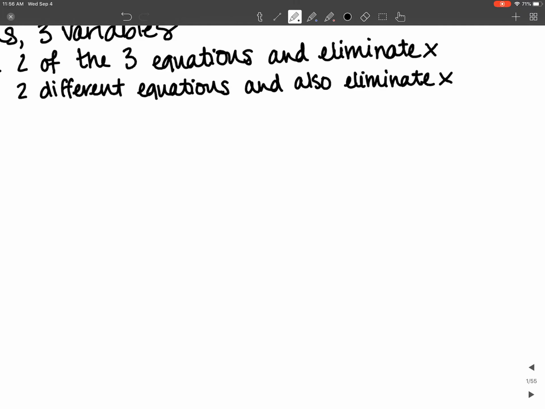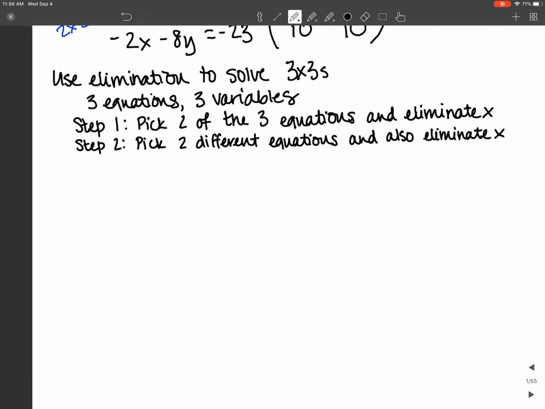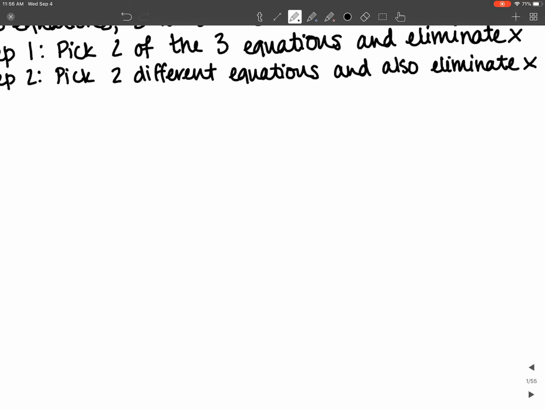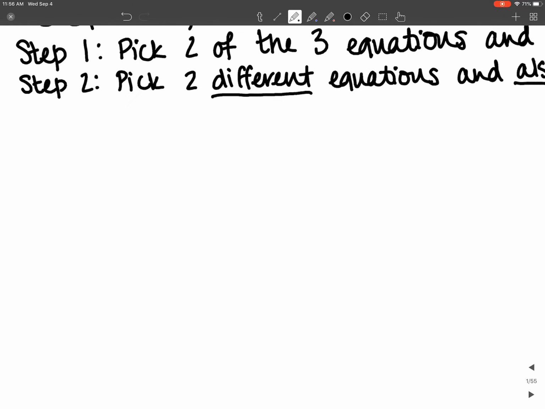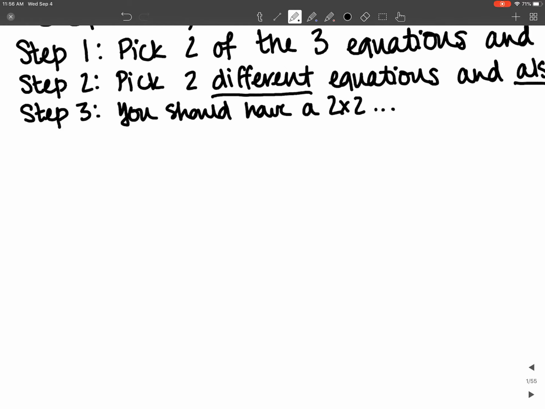So pick 2 equations, eliminate x. Pick 2 different equations, eliminate x. At this point, for step 3, you now are going to have a 2x2 like you did in the warm-up. Okay, and you'll see it when we do an example. Promise. So now, step 3 is solve the 2x2 for y and z.